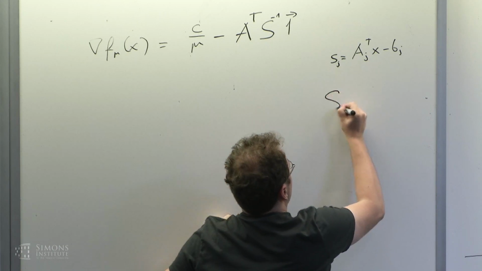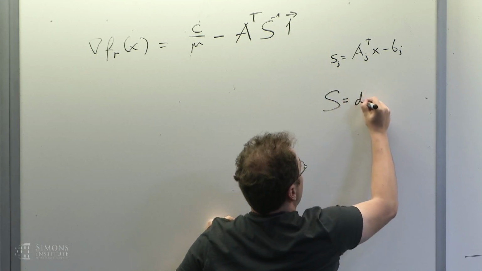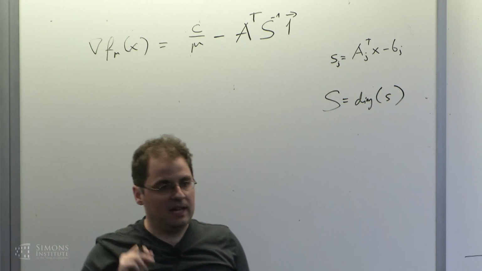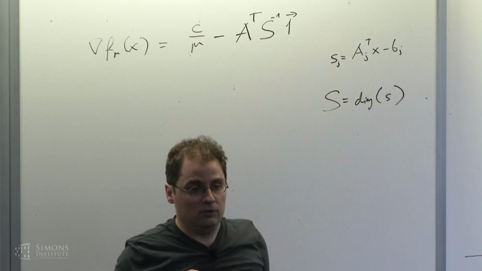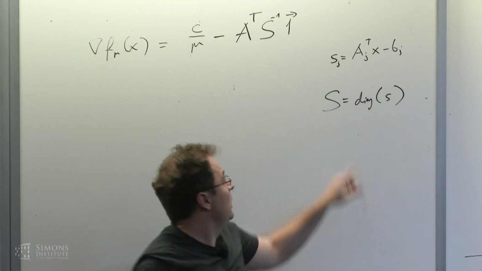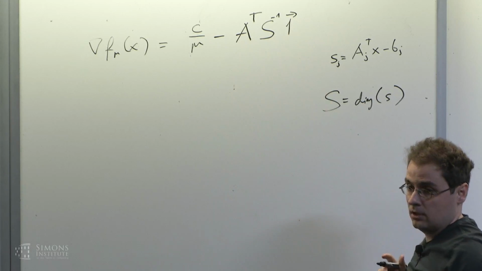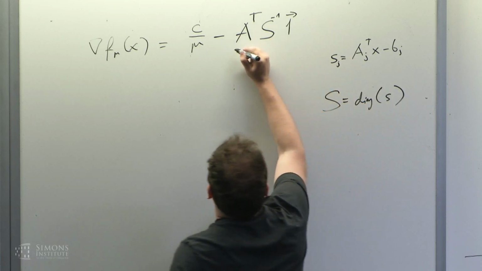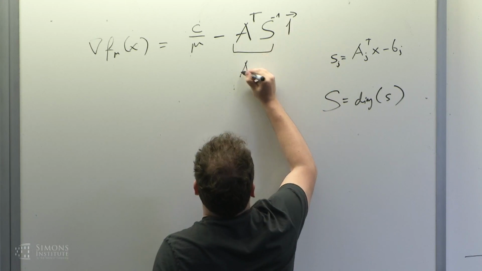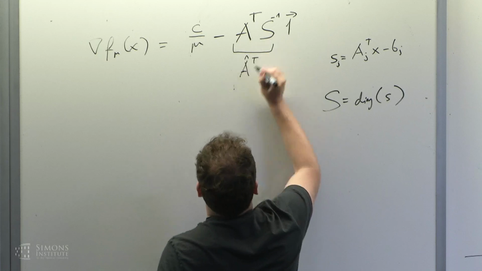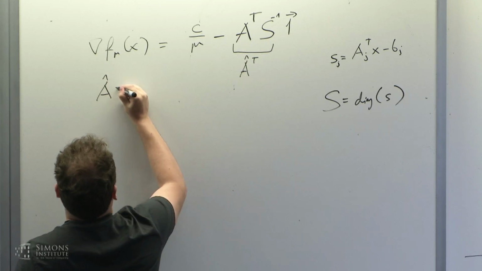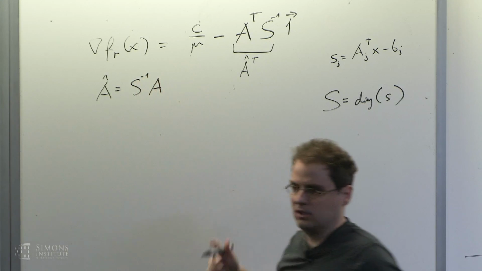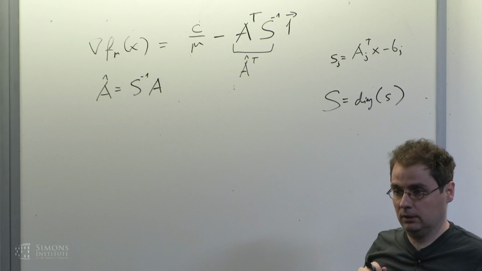Now the matrix S is just the diagonal matrix, an m by m matrix, where each diagonal entry corresponds exactly to the value of the slack. Then I take the inverse. So this is the gradient. There is a nice way of writing this as A hat transpose, where I just have a shortcut: A hat is S inverse times A. This expression will show up a lot, so I want to shortcut it.